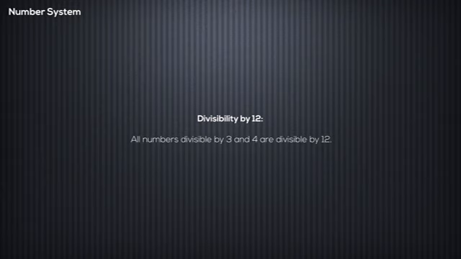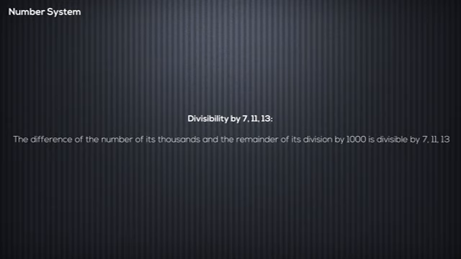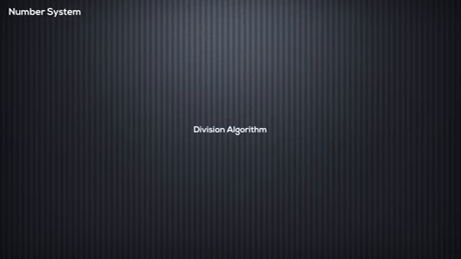Divisibility by 12. All numbers divisible by 3 and 4 are divisible by 12. Divisibility by 7, 11 and 13. If the difference of the number of its thousands and the remainder of its division by 1000 is divisible by 7, 11 and 13, then the number is divisible by 7, 11 and 13. Division algorithm. If we divide a number by another number, then the dividend is equal to the sum of the remainder and the product of the divisor and quotient.